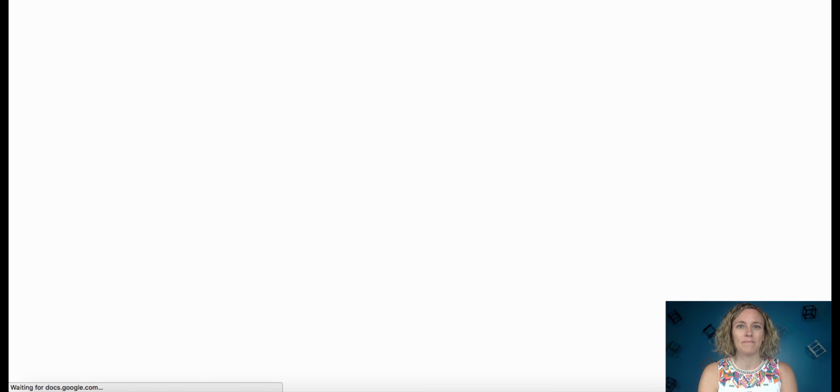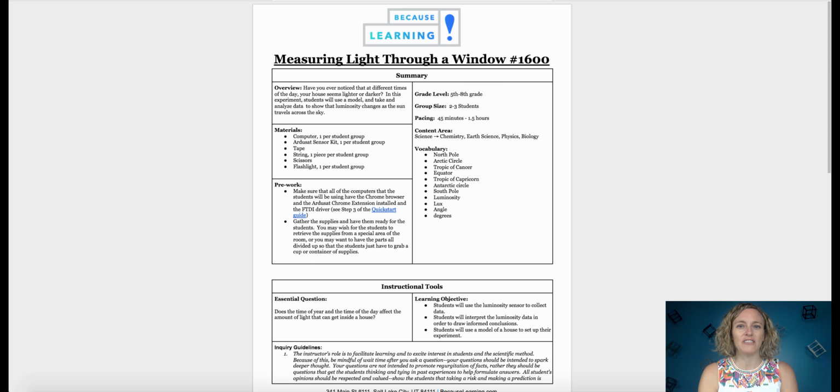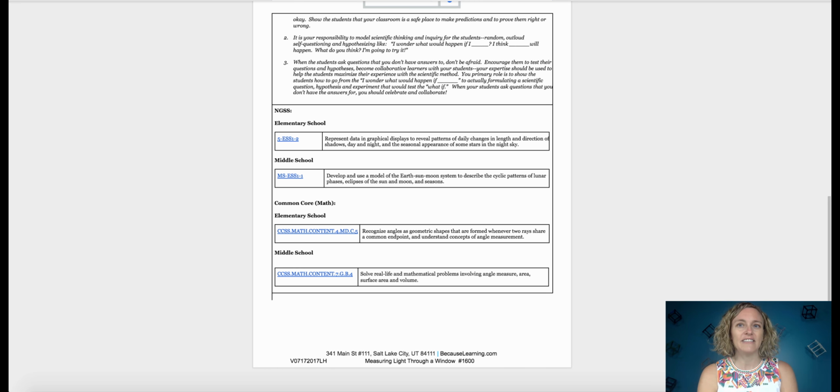the experiment guide. The experiment guide contains information such as grade level, recommended group size, recommended pacing, vocabulary, essential questions, and at the very bottom contains the NGSS standards for that lesson.